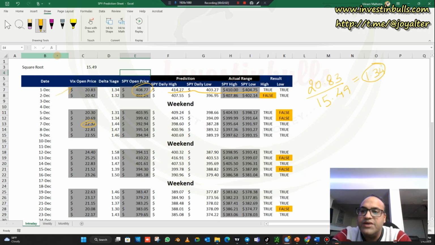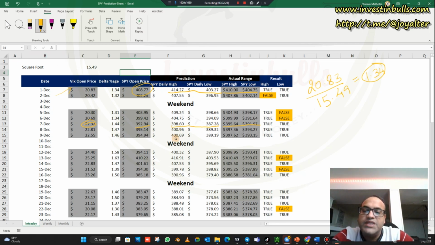The same way you can look around over here. On December 7th, the VIX value was 22.32 and SPY opened at 392.94. That gives you the range that SPY can move in between 398.60 and 387. And the same day you can see SPY was within the range of 395 and 391.